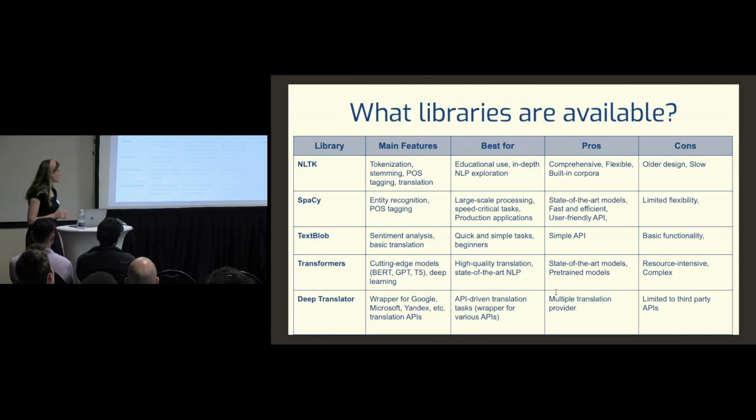Next, we have spaCy, that's more recent. Also, again, a bunch of main features. And you often see this library being used for production systems when it comes to NLP implementations. It's good for large-scale processing. It has a bunch of state-of-the-art models. It's fast and efficient. It also has a really good user-friendly API and great documentation if you want to utilize it. But obviously, with a user-friendly API always comes limited flexibility, so you have to sacrifice somewhere.